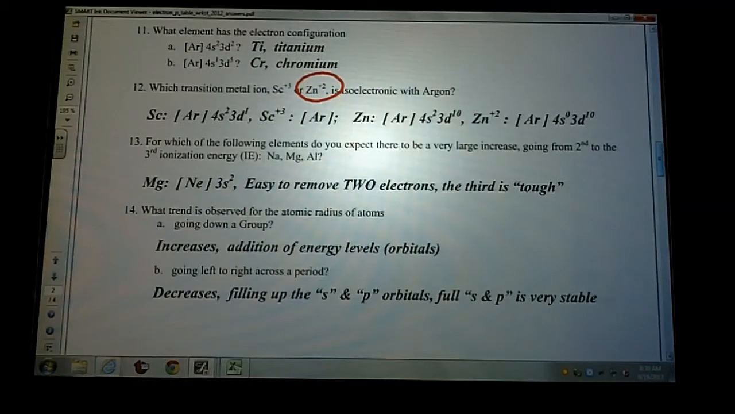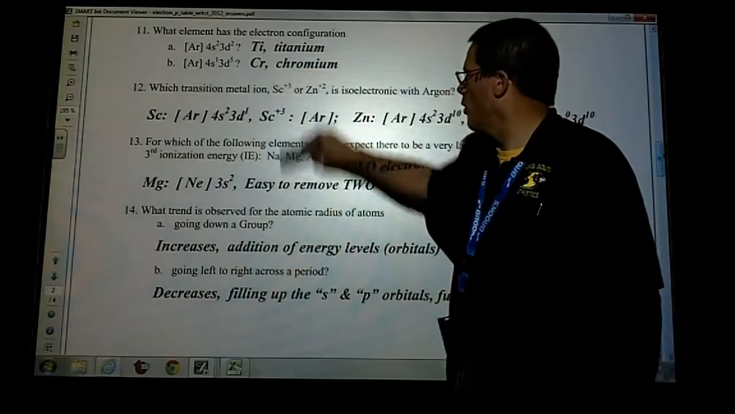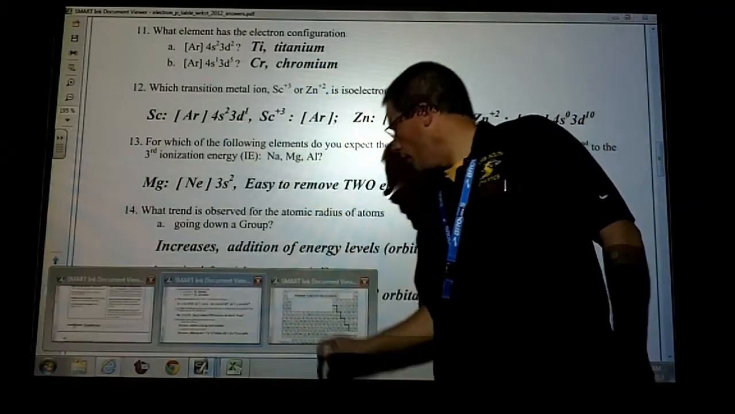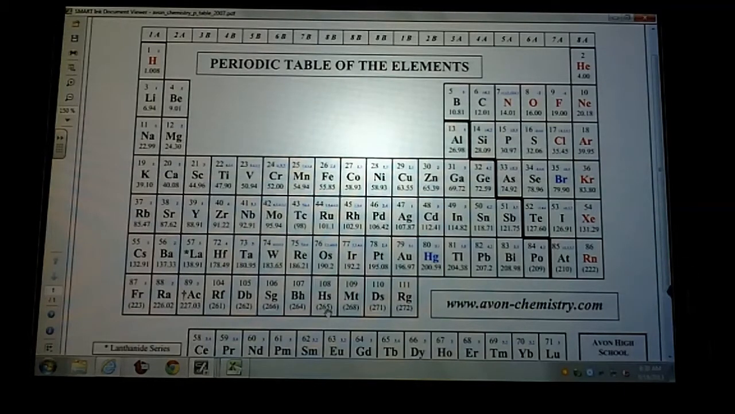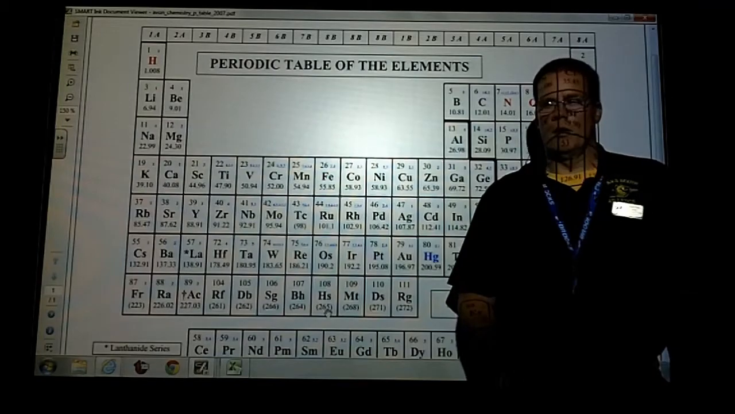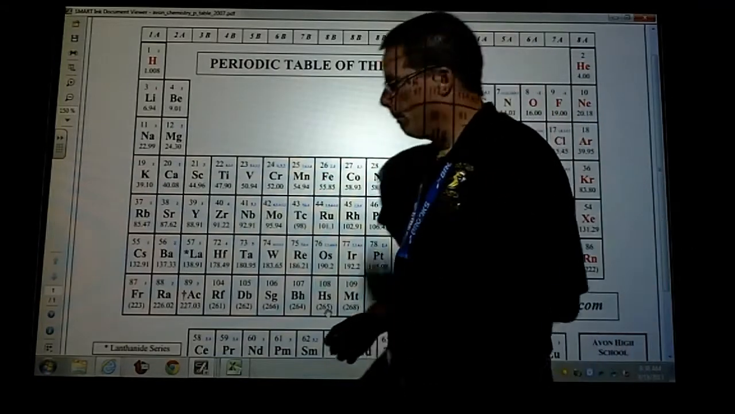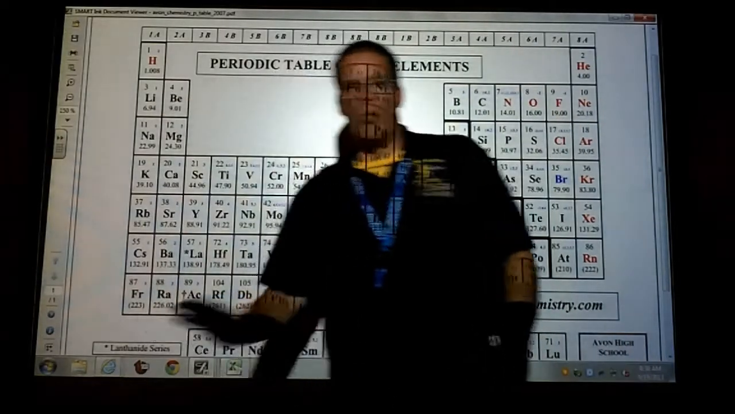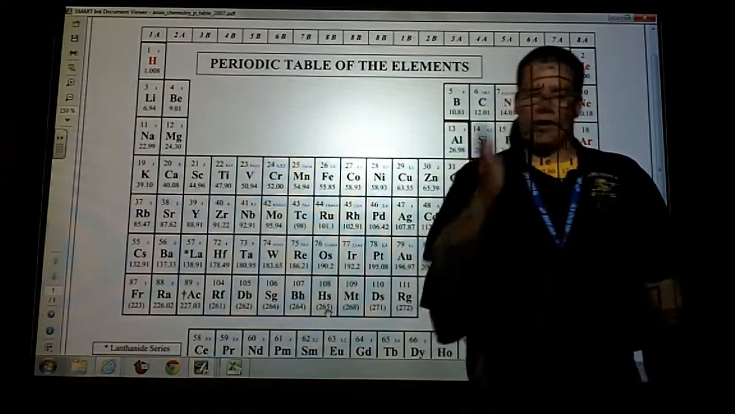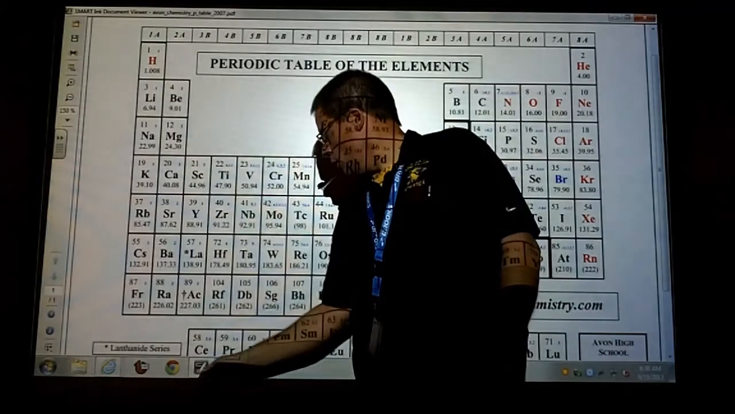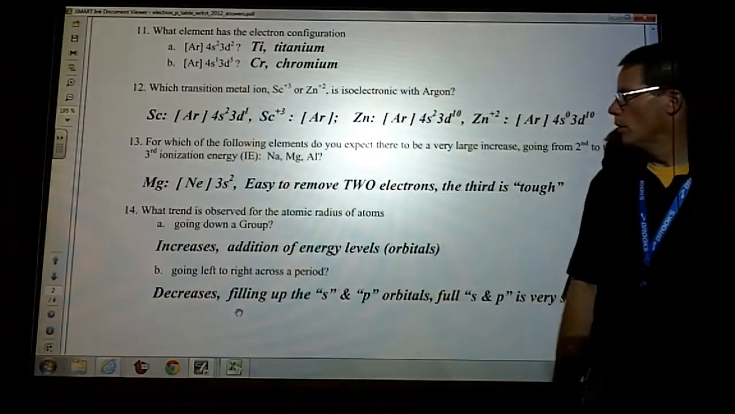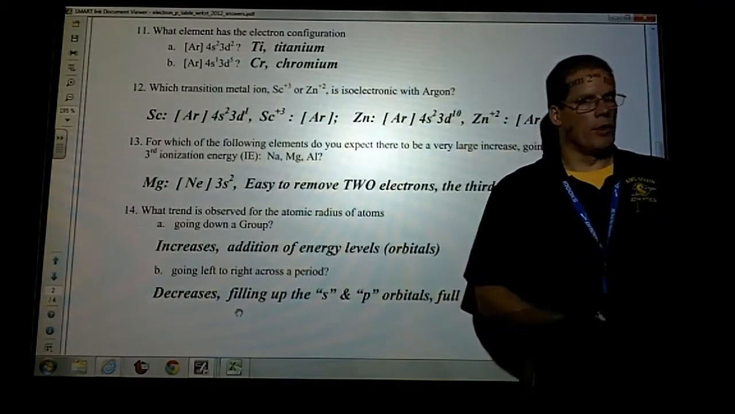13, for which of the following elements do you expect there to be a very large increase going from the second to the third ionization energy? So again, going from the second to the third, we're predicting a very large jump in energy. So where is this element located? Which column? Second, yeah. So again, the large jump is between the second and the third electron. That means that 2 are easy to remove. So whichever is in group 2, magnesium. Does that make sense?